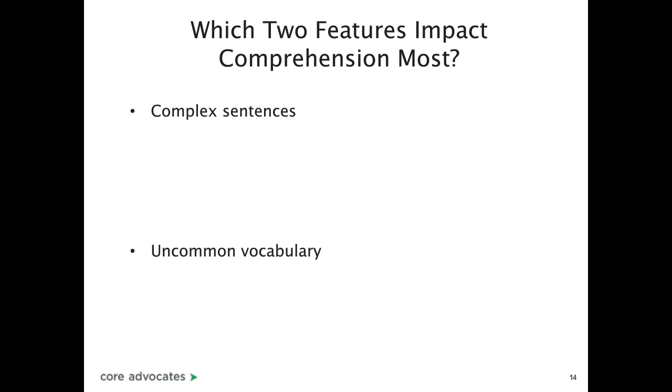So it is uncommon vocabulary. I saw that on almost everybody's answer, so that is great. And complex sentences comes in second at the sentence level. So comprehension breaks down, and this is really interesting to think about, at the sentence level. And of course it breaks down if there's too many words on the page that you do not know. Those are the 2 factors that impact complexity most and impact comprehension most.